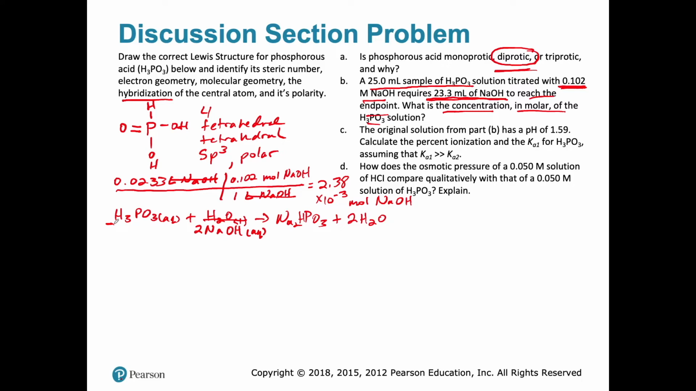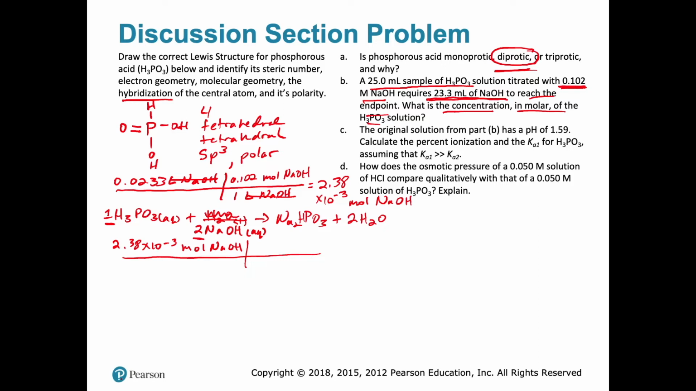What that means then is that we have 1 mole of sodium phosphite for every 2 moles of sodium hydroxide, right? That's what we're looking for. And so, knowing that, you can say then that 2.38 times 10 to the negative 3 moles of sodium hydroxide can then be used in dimensional analysis to figure out how many moles there were of phosphorus acid.